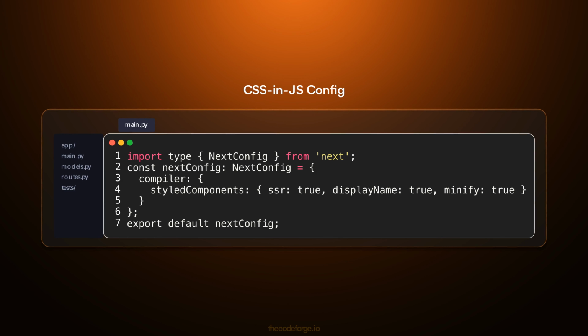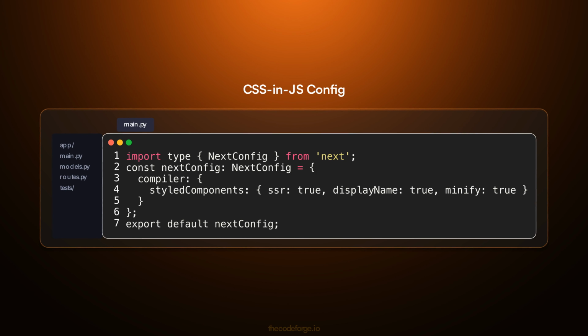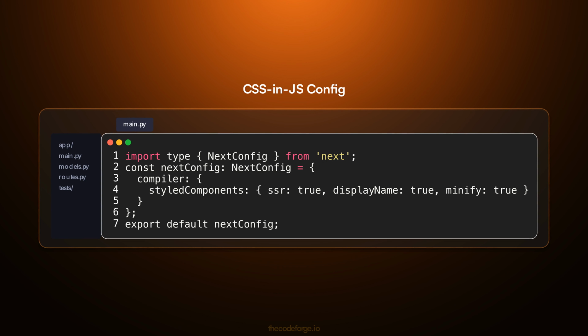If you must use styled-components, enable the Next.js compiler with SSR support. This ensures class names are consistent between server and client. Without this flag, you risk different hashes on each side.